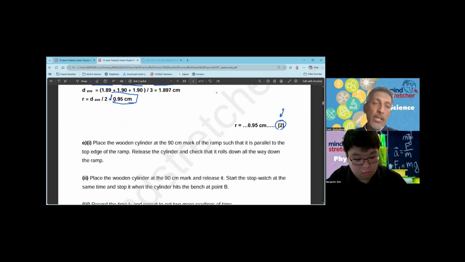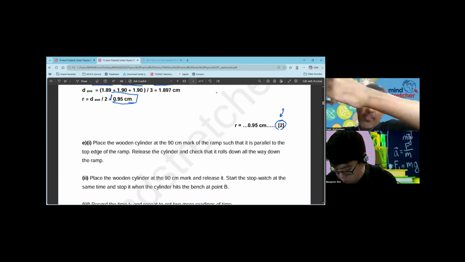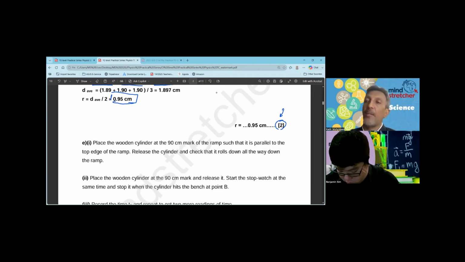Place the wooden cylinder at the 90 cm mark of the ramp such that it's parallel to the top edge of the ramp. Release the cylinder and check that it rolls down all the way, to the end. Why rolls down all the way? So that you don't stop and go and check. Sometimes when you put it, it may actually go off the plank.